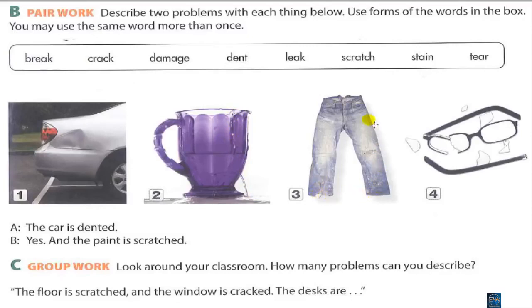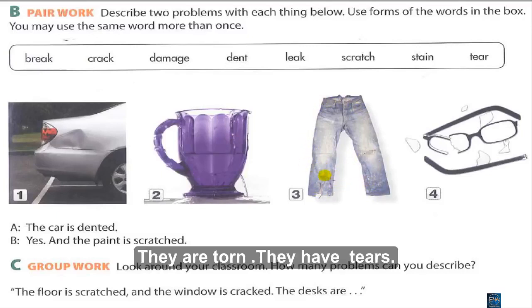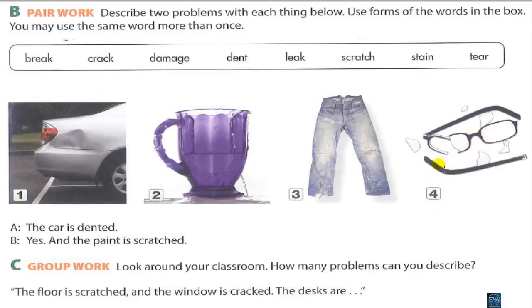You have here an old pair of jeans. And of course you have some holes, some tears. They are torn. Here, look at the picture. These are glasses and they're broken. They're damaged.